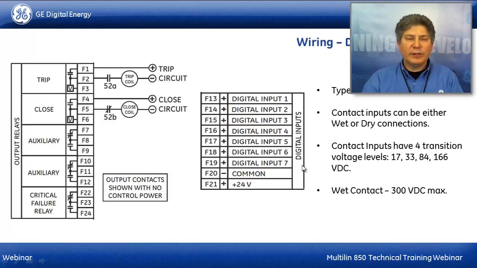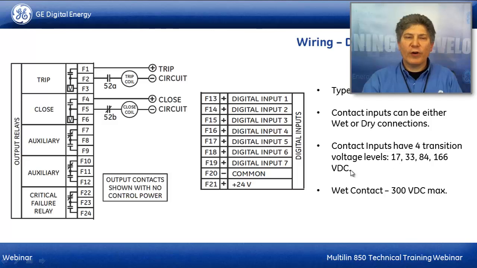Now, from a digital input point of view, we have 7 digital inputs. We can either have them as wet or dry. We can either use the existing 24 volts that is located on the back of the relay, or we can use our own voltage source up to 300 volts DC maximum. Do not tie the 24 volts into the digital inputs. You'll damage the inputs. We have 4 transition levels that are available: 17, 33, 84, and 166 volts DC.